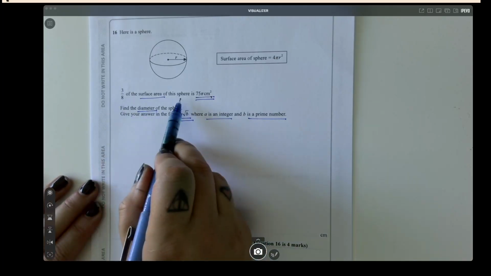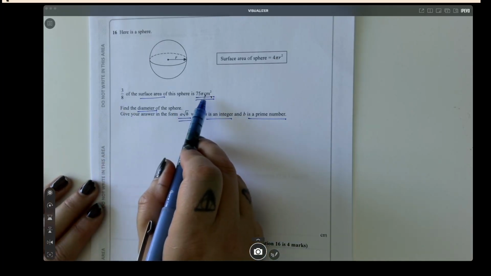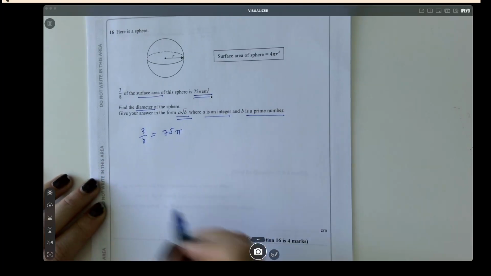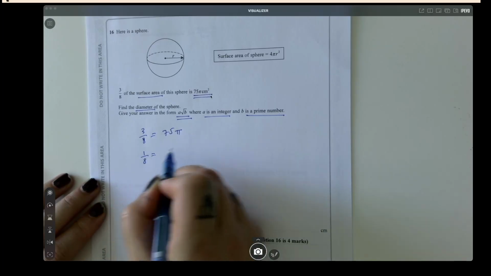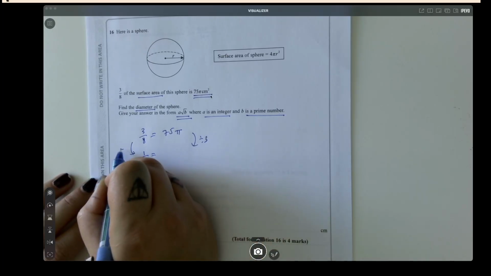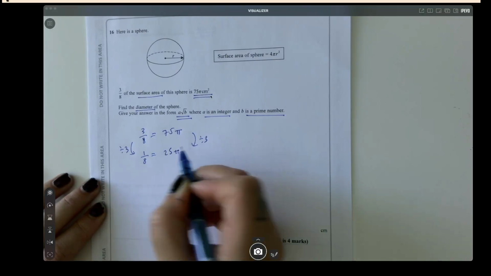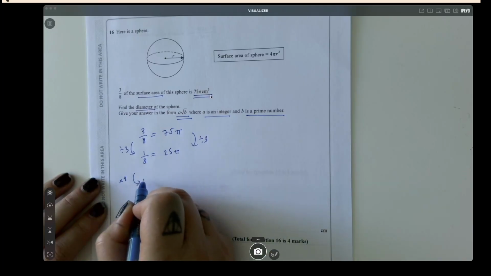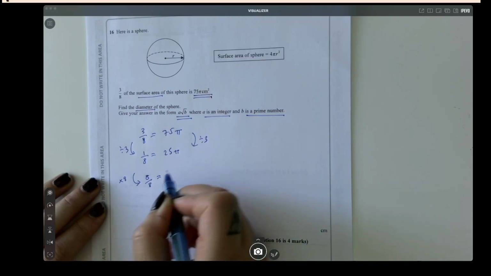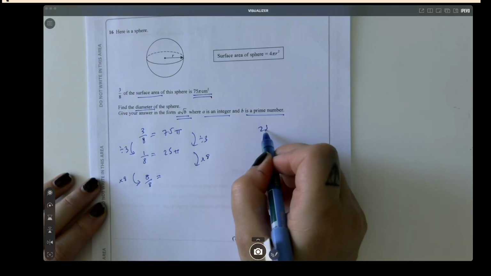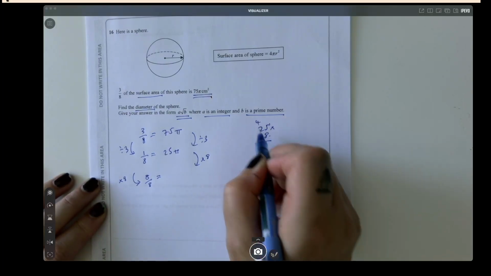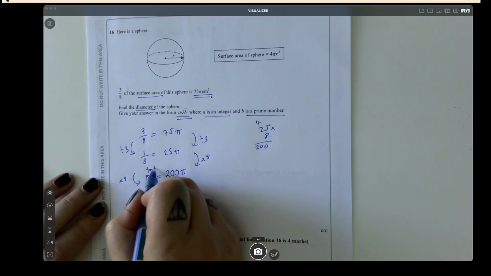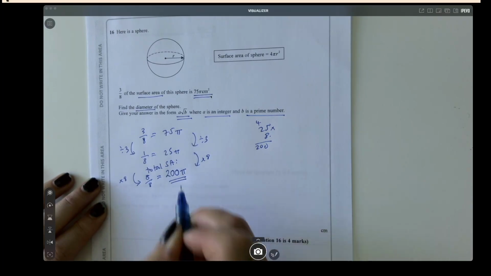So if 3/8 of the sphere is 75 pi, 1/8 would be divided by 3, which is 25 pi. So the whole surface area, times by 8, because I'm working in eighths, so 8 over 8, which is the whole thing. 25 times 8, 8 times 5, 40, 200. So the total surface area is 200 pi.